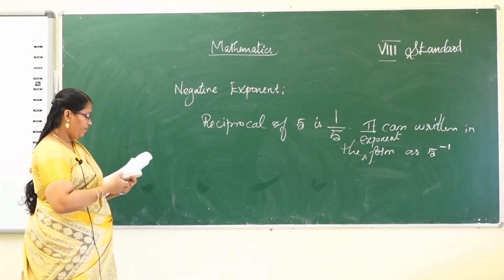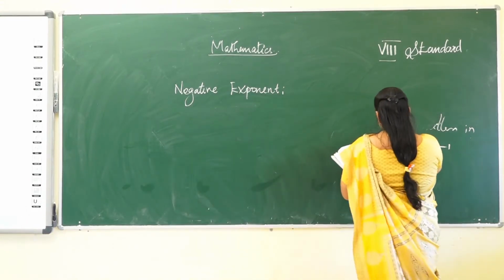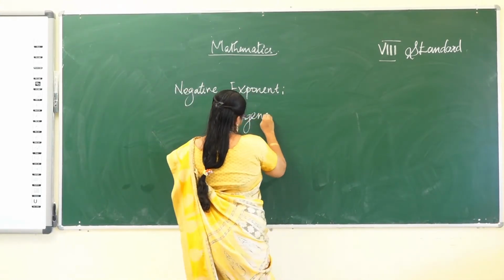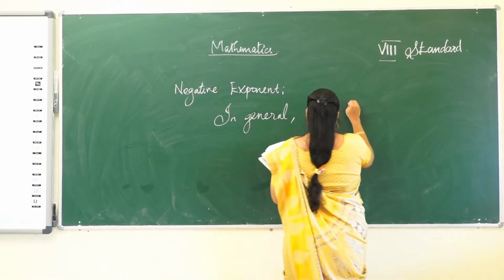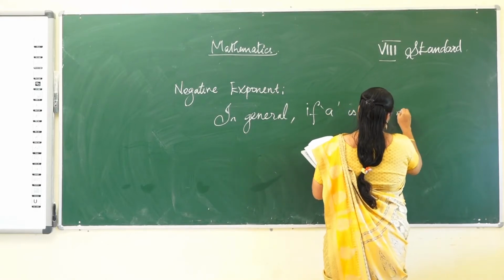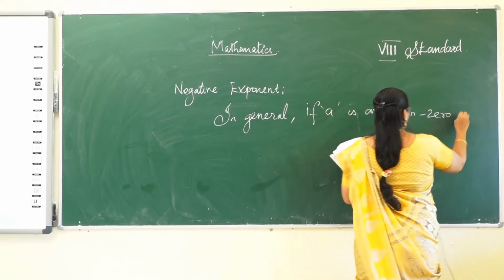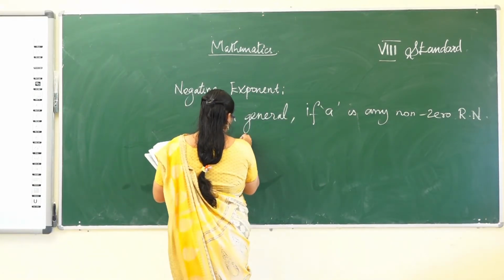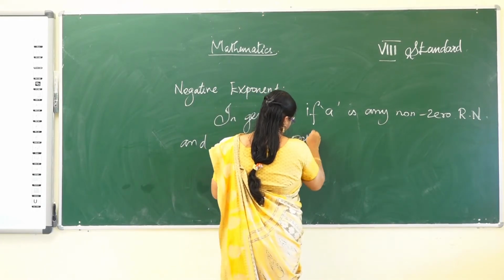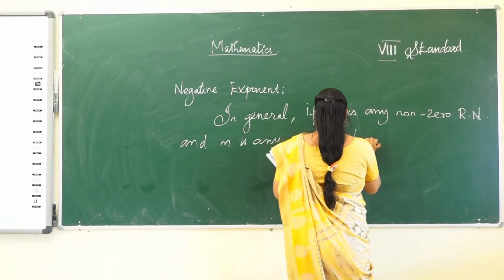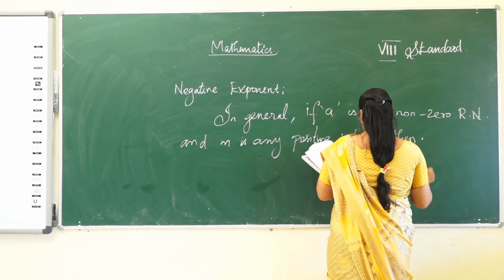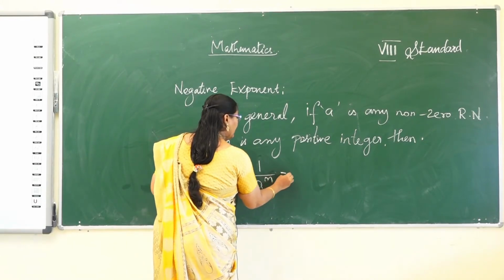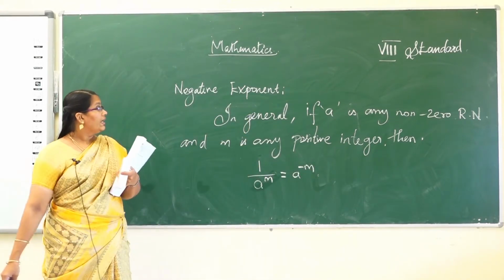In general, if a is any non-zero rational number and m is any positive integer, then one by a power m is equal to a power minus m. This is called the negative exponent.